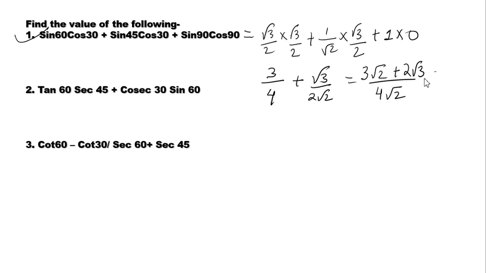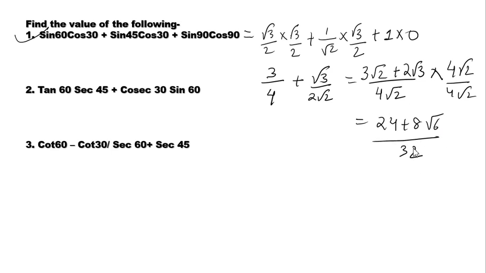Keep this in mind. We need to rationalize the denominator before we proceed. So how to rationalize? Multiply the numerator and denominator both with 4 root 2. What you will get if you multiply? 12 into 2 is 24 plus 8 root 6, divided by 16 into 2, which is 32. If we take 8 as common, we are left with 3 plus root 6 by 4. That's the value of this part.